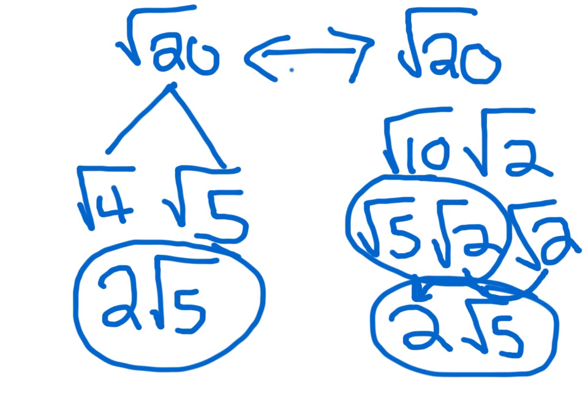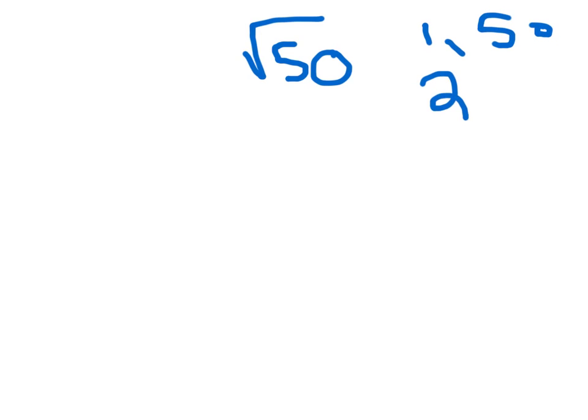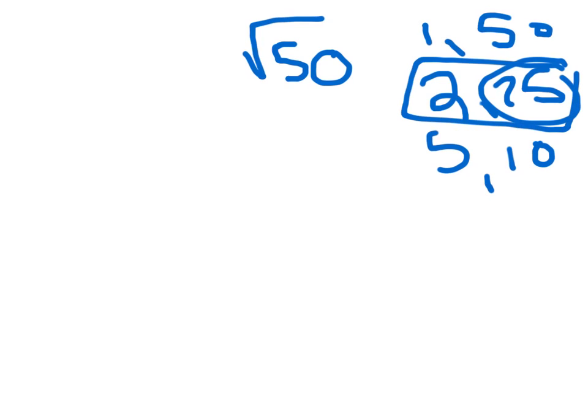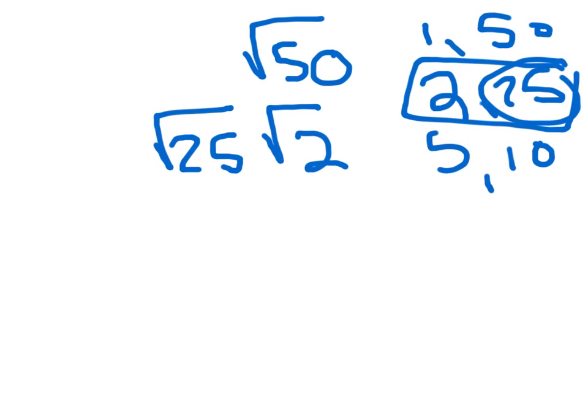I always like to try and factor using one perfect square, but if in this case you just happen to see the 10 and the 2 and you keep going, you'll always get to the same spot, or at least you always can get to the same spot. Let's try one more with 50. So we've got to ask ourselves, what numbers multiply to get 50? We know 1 times 50, 2 times 25, and 5 times 10. Well, since 25 is a perfect square, that's the pair I want to use. So I'm going to rewrite the square root of 50 as square root of 25 times the square root of 2, which is, of course, 5 square roots of 2.